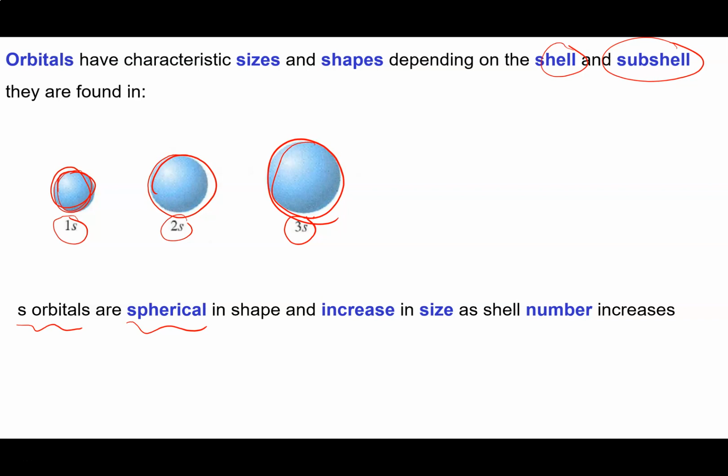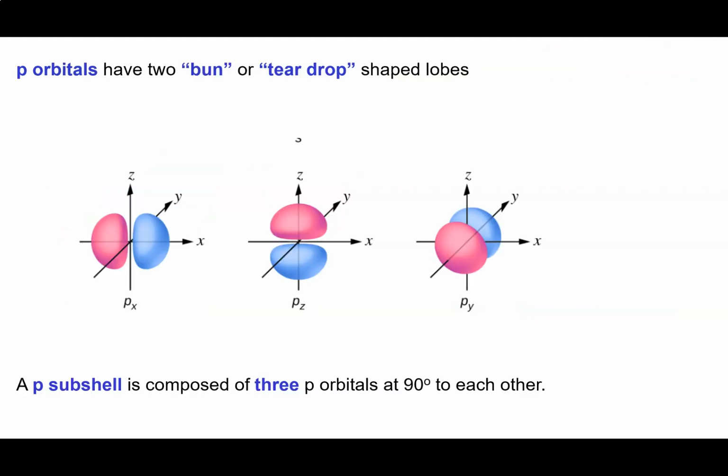So next in the sequence are p orbitals. p orbitals combine to form a p subshell, and there are 3 p orbitals that make up a p subshell. And the p orbitals are quite interesting in shape. They're kind of composed of these 2 lobes that look a little like buns. Sometimes people draw them as 2 teardrops. That kind of tends to be an older style, but you'll still see that out there.